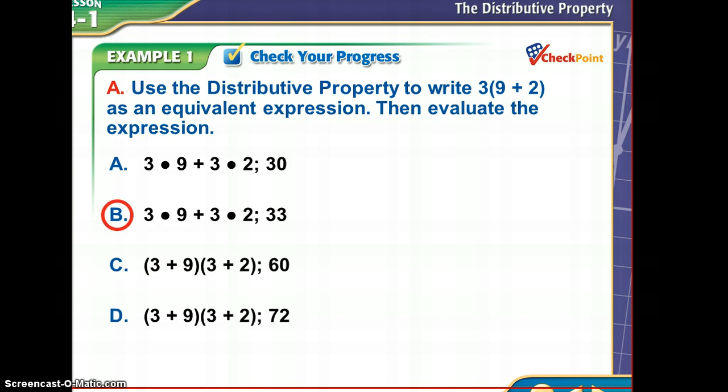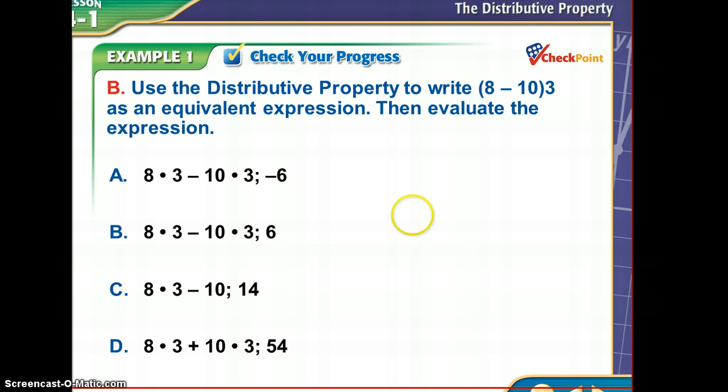You should have selected choice B. Notice that it is 9 times the 3 plus the 3 times the 2. The 3 was distributed through the parentheses, and when you simplify that, you do get 33. Here's another one. Notice this time it's subtraction, but the same concepts. Write it as an equivalent expression, then evaluate. Notice you have your equivalent expressions first, and then behind the semicolon, you have the evaluated answers. And this time you should have chose letter A as your answer.